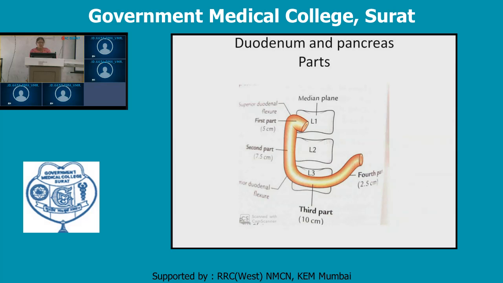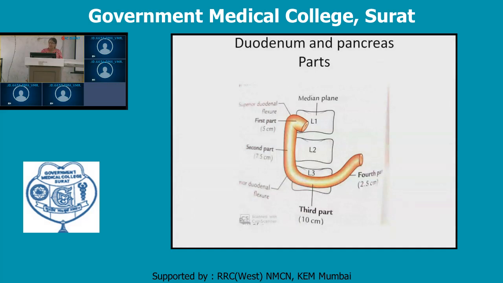Then you can see the third part, which is horizontally running at the level of the L3 vertebra, reaching up to the lower border of the L3 vertebra. This is the horizontally, transversely running third part of the duodenum, which starts from the inferior duodenal flexure up to the fourth part of the duodenum. This third part is 10 centimeter long. The fourth part is 2.5 centimeter long.